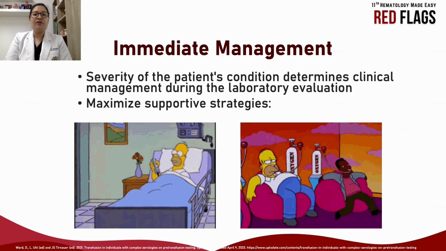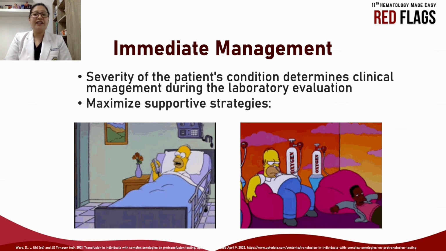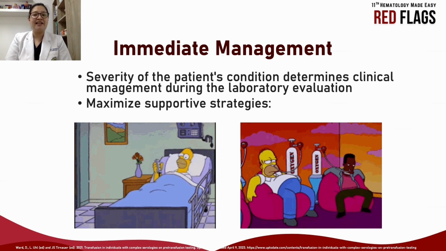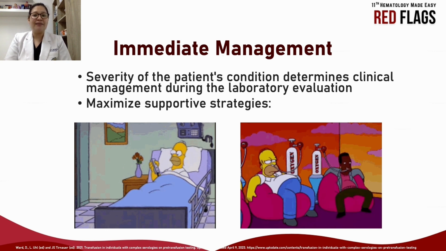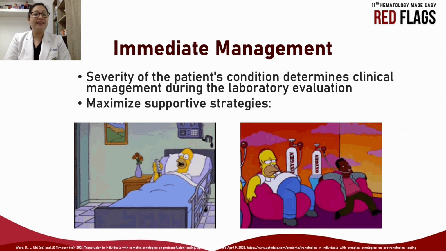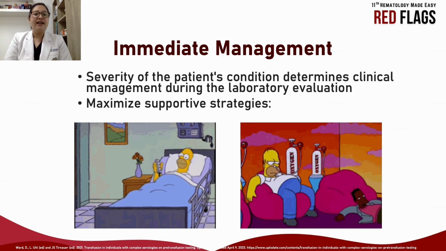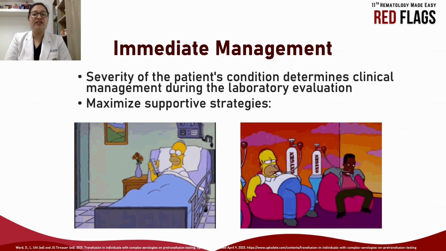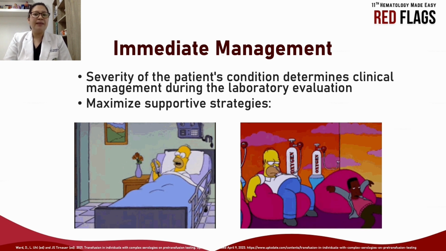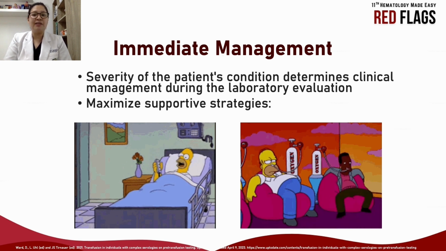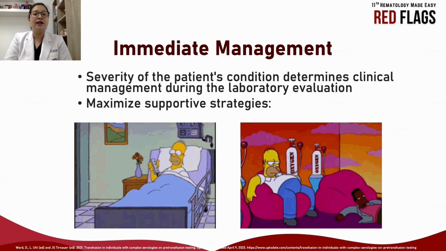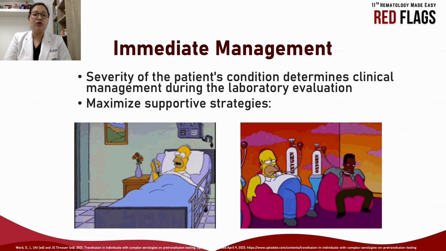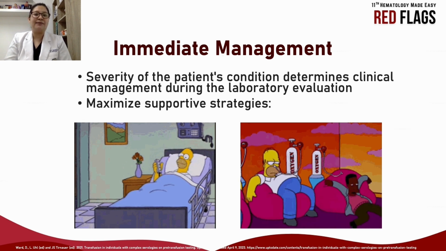Given the time required to perform the appropriate testing, the severity of the patient's condition determines clinical management during the laboratory evaluation. In patients with active bleeding, whose blood loss outpaces serial hemoglobin measurements, clinical judgment must be used regarding the urgency of transfusion. The patient's ability to withstand severe anemia while awaiting transfusion can be maximized by enforced bed rest to decrease oxygen demand and the administration of supplemental oxygen to optimize dissolved oxygen in the plasma.